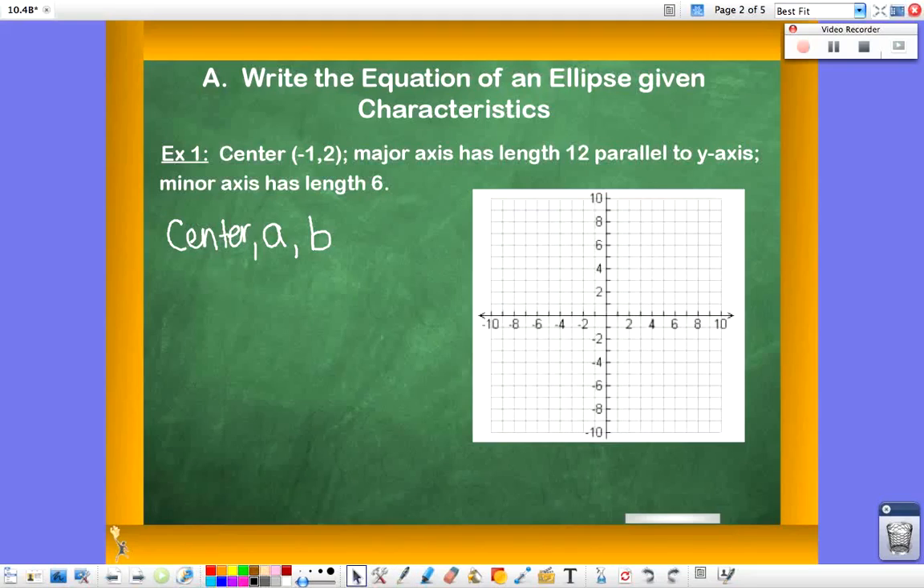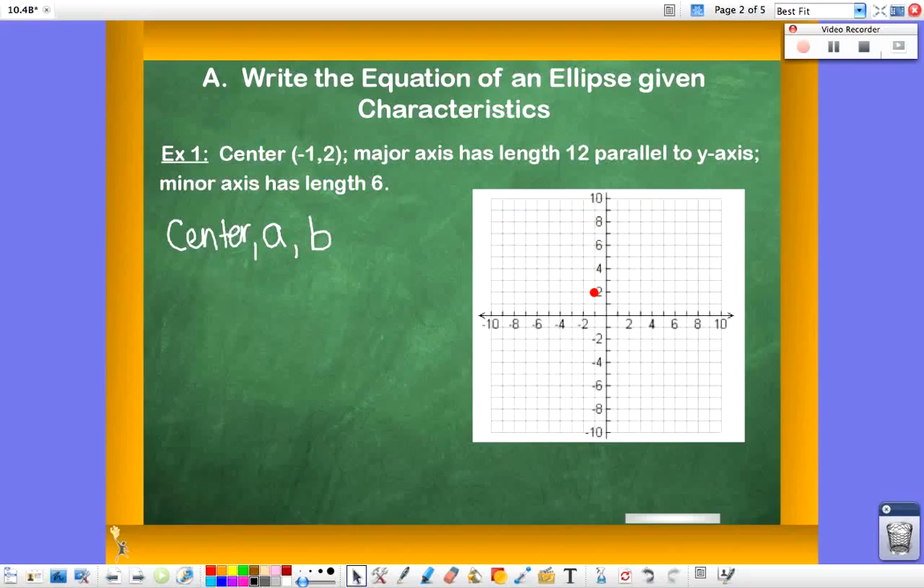First of all, I'm going to plot the center at -1, 2. I get this red dot that appears on my graph. So far we've already got the center, so we're a third of the way done. The next piece of information that they gave us is that the major axis has a length of 12 and is parallel to the y-axis. So there's two important bits of information in that. First of all, the major axis has a length of 12. Remember, the major axis is the bigger of the two axes. This will deal with our A value.